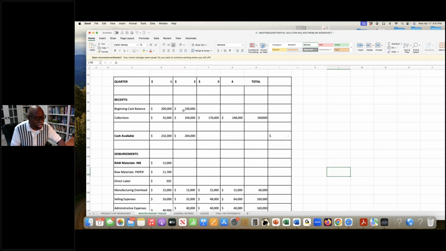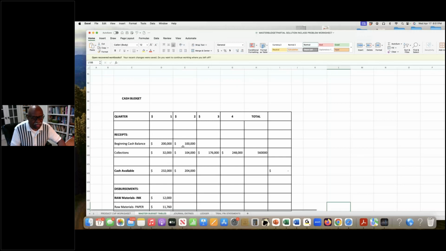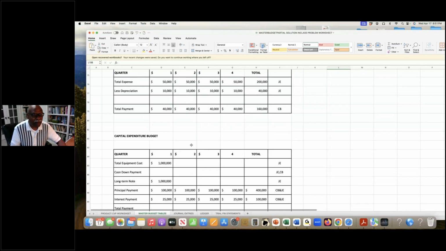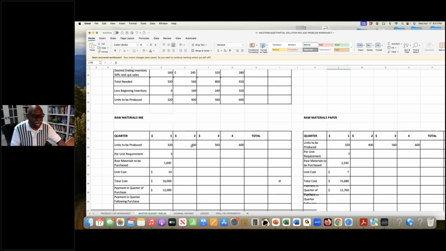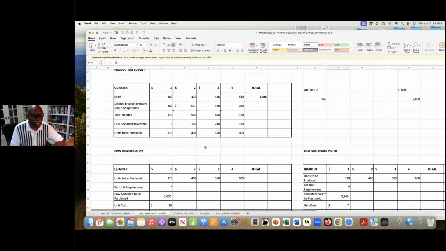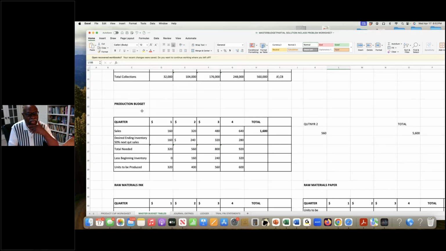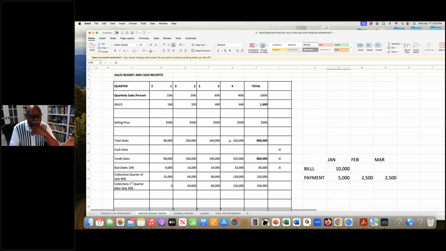Now we don't start off with 200,000 in the second quarter. We start off with whatever is on this line here. So don't go around here putting 200,000 all the way across. It's whatever is on that line before. Let's see if we can finish ink. The first line for ink comes from where? The production budget. The first line on the production budget comes from where? The quantities on the sales budget.